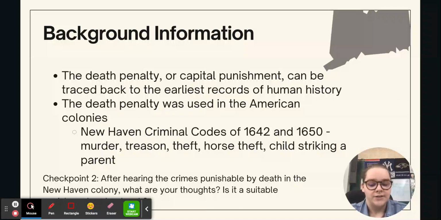This brings us to our second checkpoint question. So after hearing the crimes punishable at death in the New Haven colony, what are your thoughts? Do you think it is a suitable punishment for the crimes listed above, or is it too harsh?